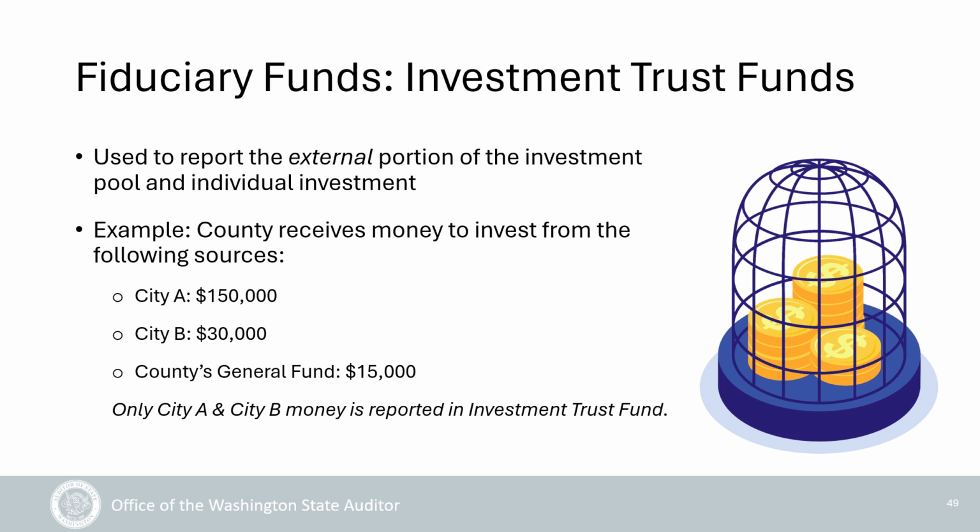However, only the $150,000 and $30,000 from the cities will be reported in the investment trust fund. The $15,000 from the general fund will be reported in the county's governmental funds in the general fund.